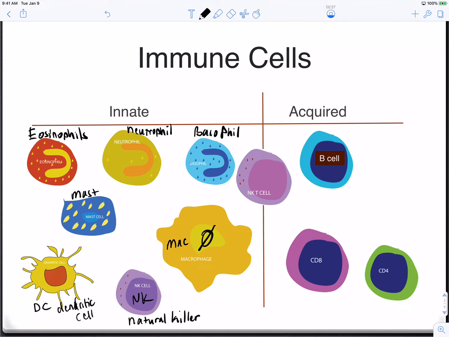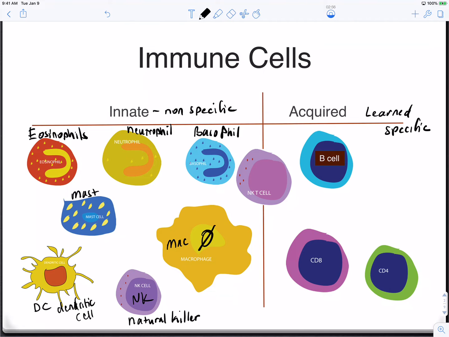Now on your acquired side, this is more of your learned response. Your learned response is very specific, and your innate response is very non-specific. So an example of this is that your macrophage can respond to flagella, and it doesn't matter if the flagella is being expressed by salmonella or is being expressed by shigella or vibrio cholera. Any type of flagella it can respond to.